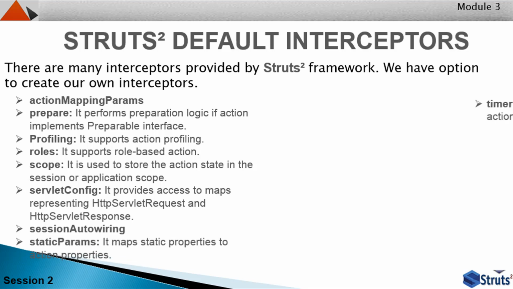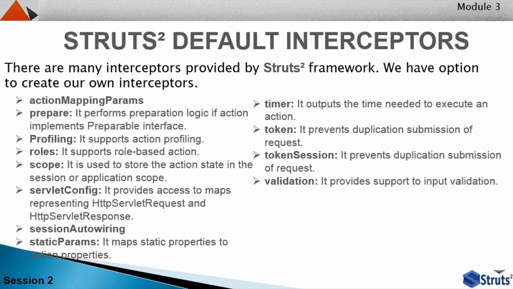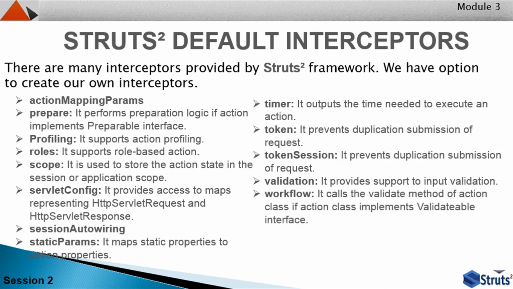Static params: it maps static properties to action properties. Timer: it outputs the time needed to execute an action. Token: it prevents duplicate submission of a request. Token session: it prevents duplicate submission of a request. Validation: it provides support for input validation. Workflow: it calls the validate method of the action class if the action class implements the validateable interface. Annotation workflow. And multi-select.